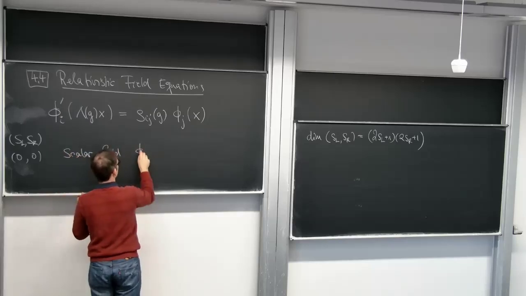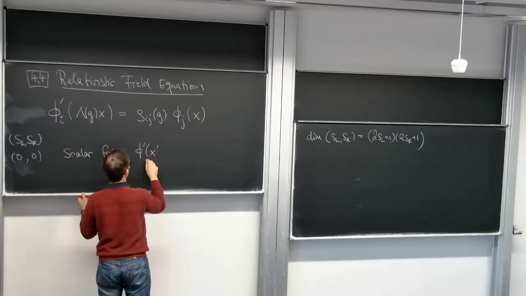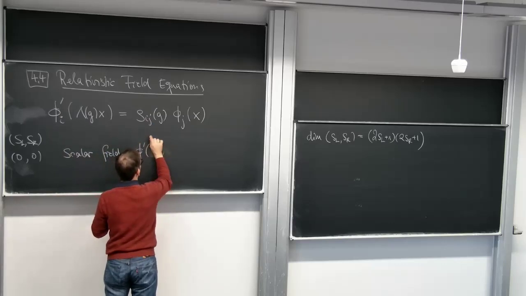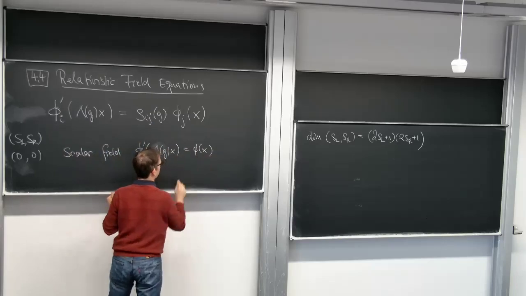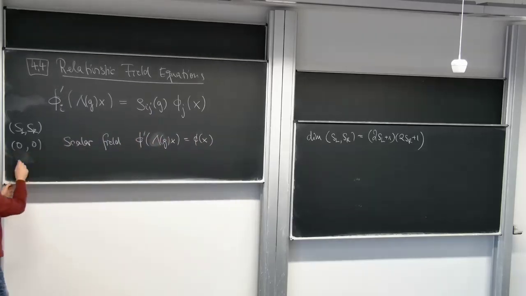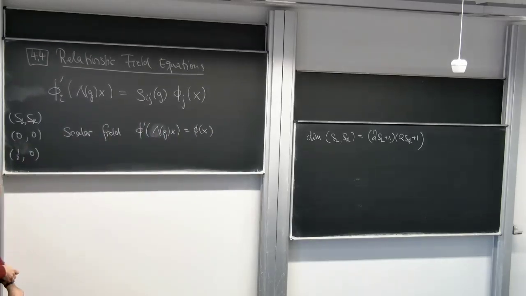And that transforms as this. But you don't have to have an index. G plus I to X. Then we had the next simplest representation.